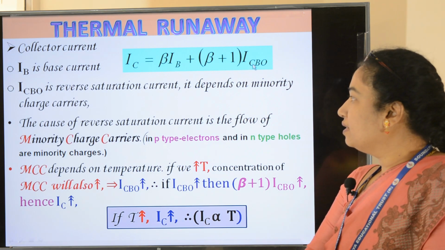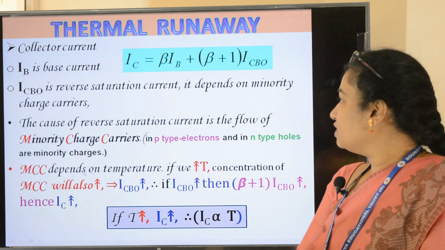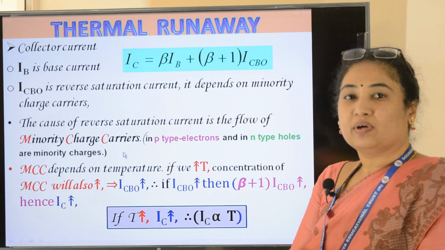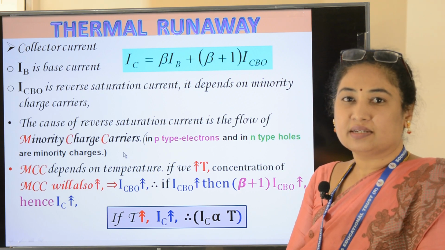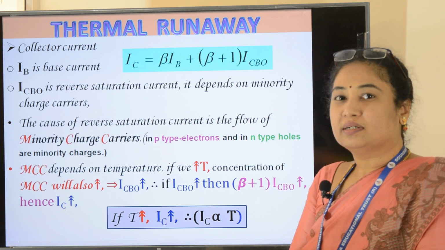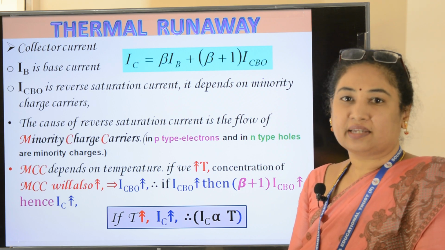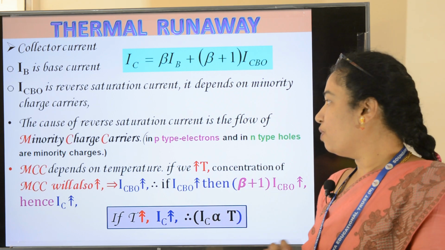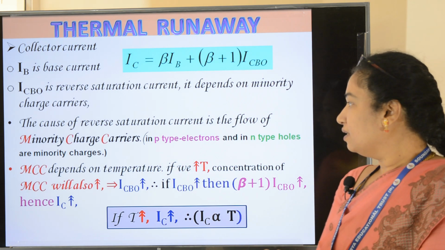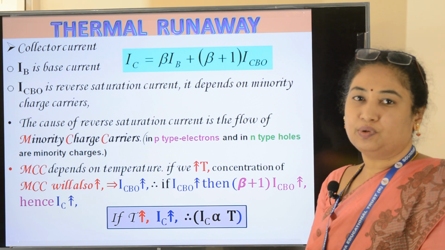It depends upon the minority charge carriers. So the cause of reverse saturation current is the flow of minority charge carriers. In p-type semiconductors, electrons are minority charge carriers, and in n-type the holes are minority charge carriers. These minority charge carriers entirely depend upon the temperature. If we increase the temperature, the concentration of minority charge carriers will also start to increase.